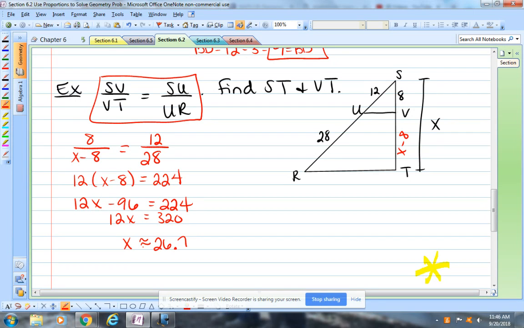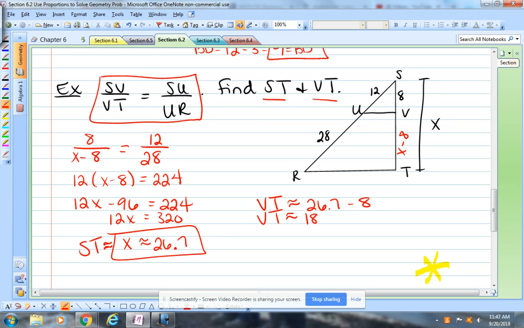It wanted us to find the length of segment ST and the length of segment VT. Well, ST actually is the whole entire length of that long side of that triangle. So that's what x is by itself. So that is ST. I should use approximately. And the last one, they want us to find VT. So VT is going to be approximately x minus 8. So 26.7 minus 8, which is going to be approximately 18.7 units. And that is the end of section 6.2.